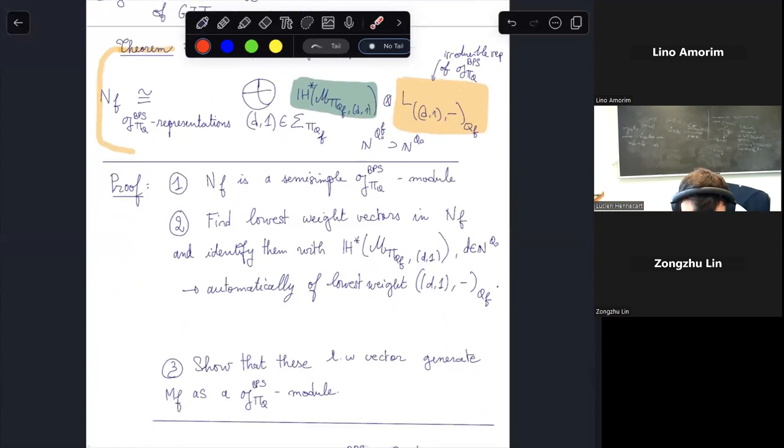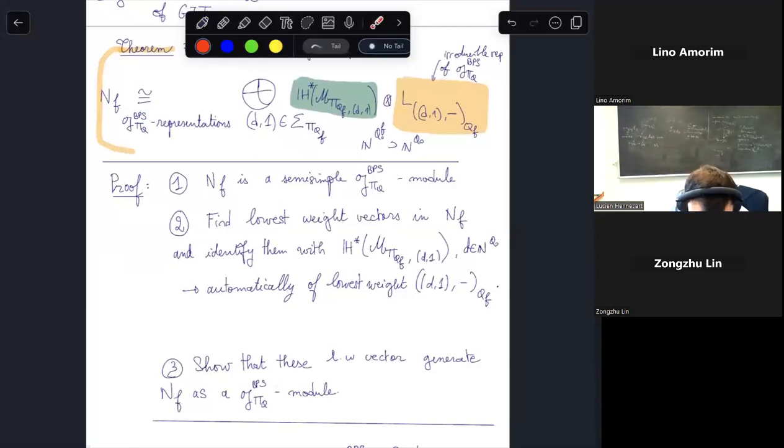And this thing is going to be automatically a lowest weight vector of this. For this, you need to study the action of the Cartan part, and it comes out of the generators and relations for generalized Kac-Moody algebra. And then the last thing, you want to see that the lowest weight vector we found generates the representation as a module over the full BPS Lie algebra.